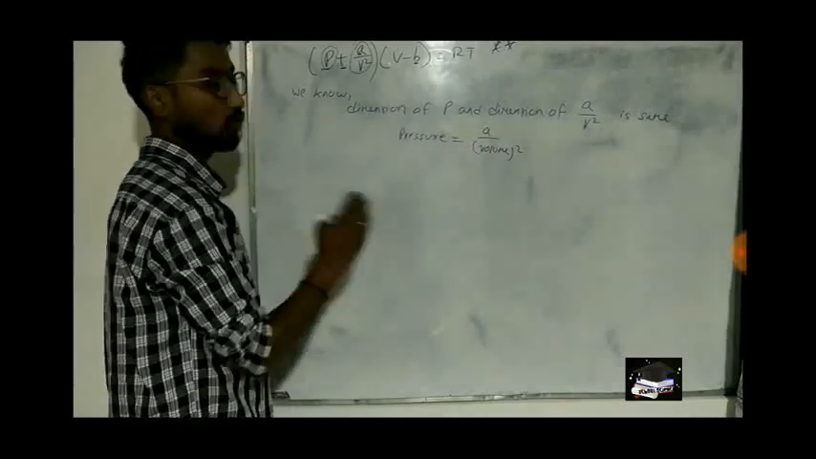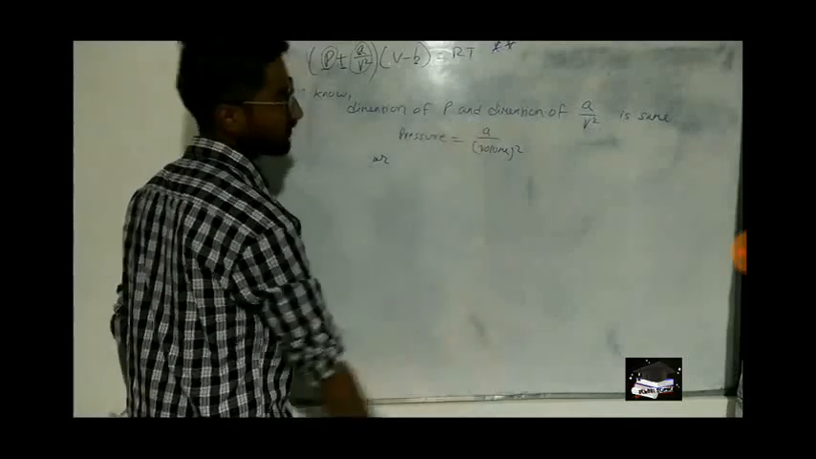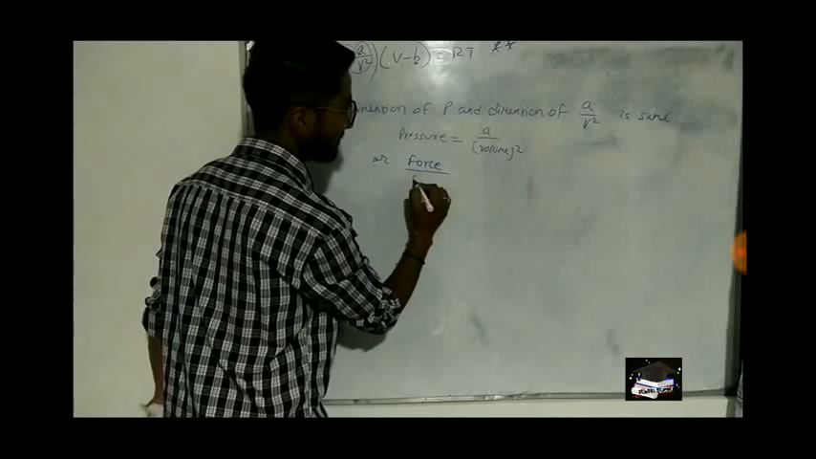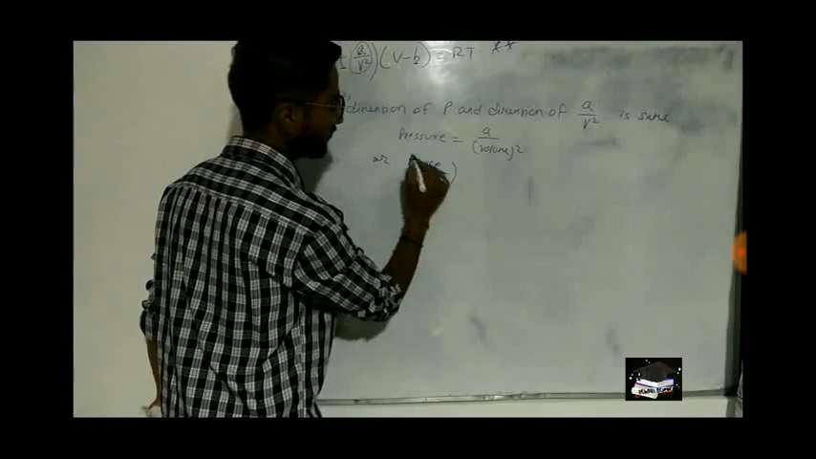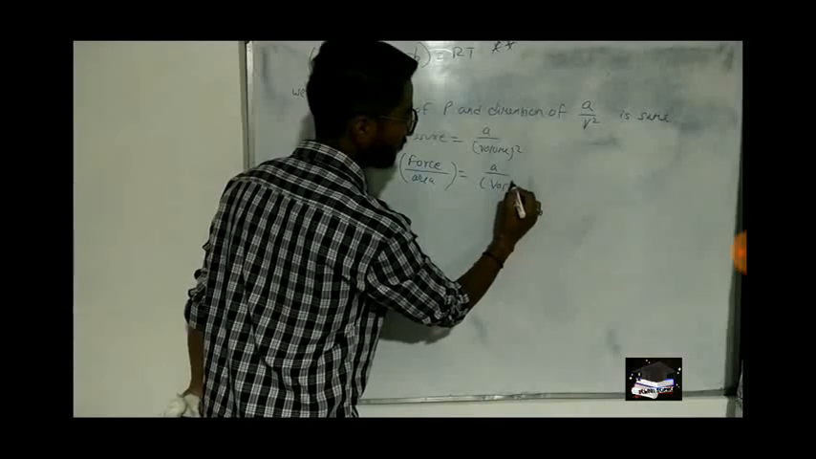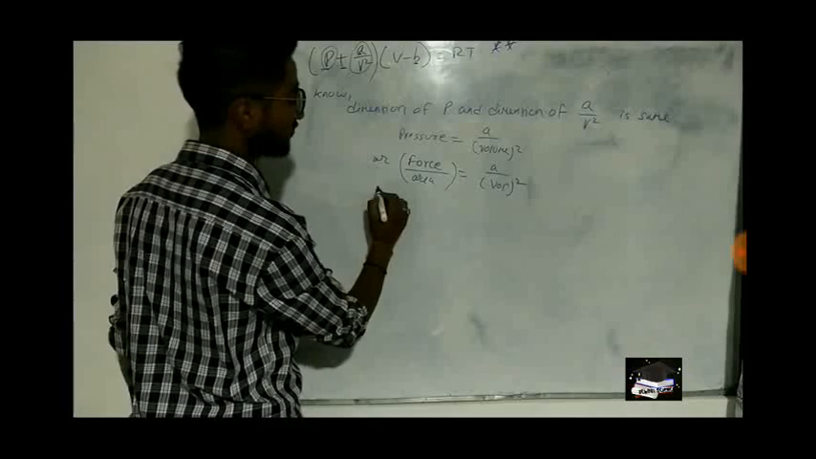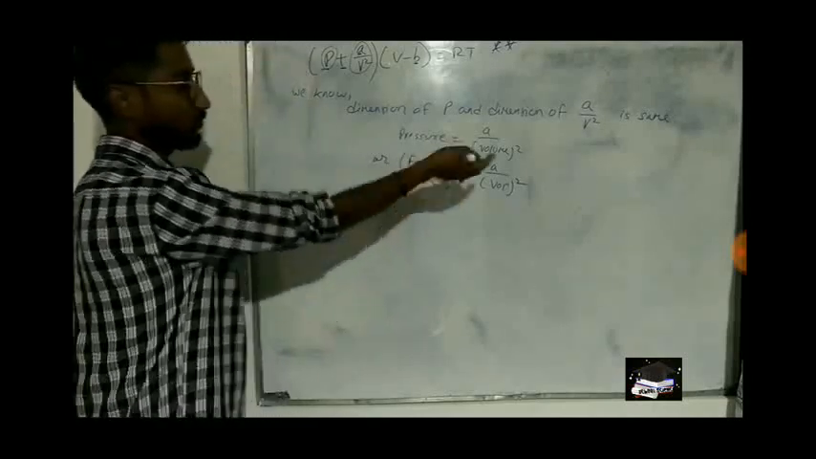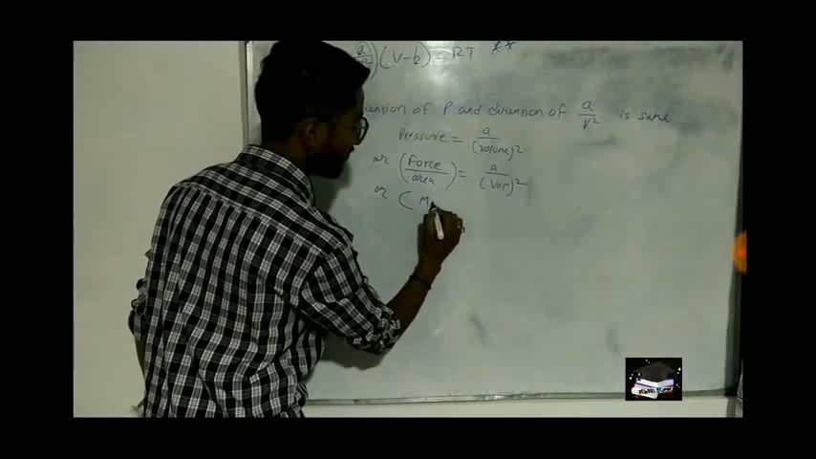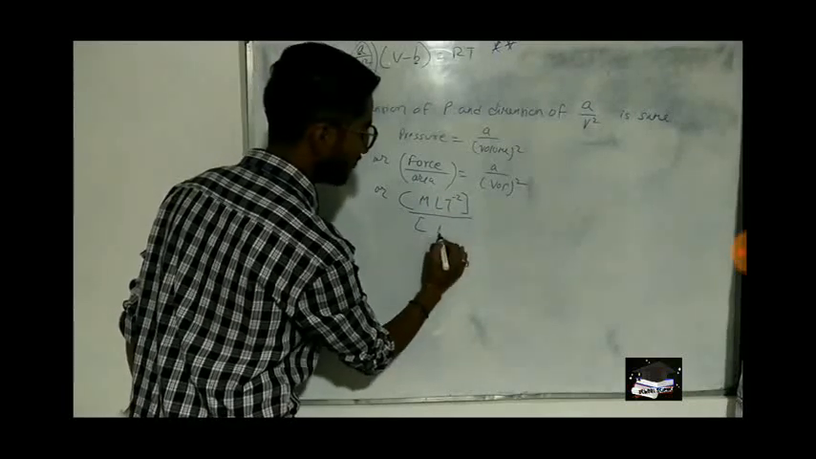So pressure is force per unit area. Or let us do this in a simple step. Pressure is force by area equals A by volume square. Force is mass into acceleration, we have already got the dimension for force. Force means mass into acceleration. Area means length square.